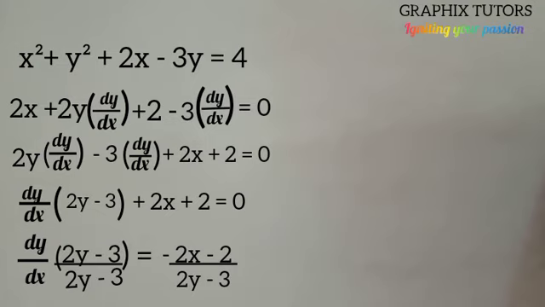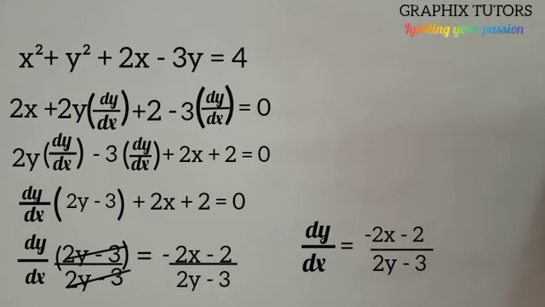Now, from the left hand side, 2y minus 3 over 2y minus 3 cancels out. We're left with dy/dx equals to minus 2x minus 2, all divided by 2y minus 3. So this is what we have.